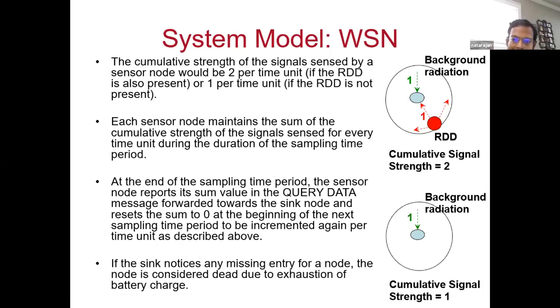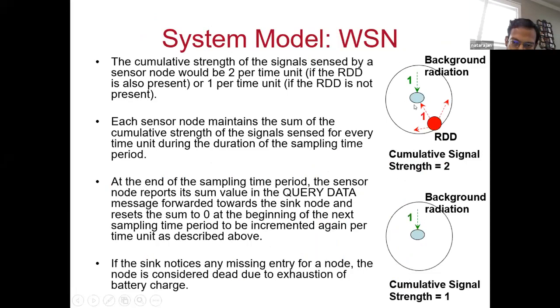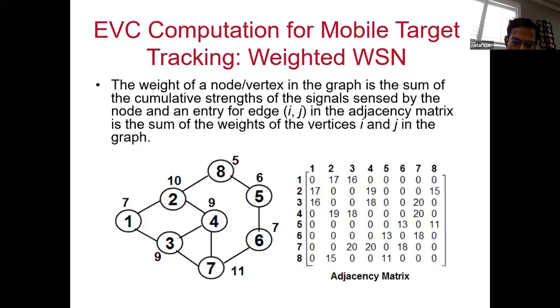So you keep adding all those signal strength values detected within a sampling time period for each time unit, and then add up all the signal strength. And so for a particular sampling time period, you could then build up what is called a weighted graph. Here the weights are with the nodes. As I said, we are sensing the signals at the nodes and keep adding the signal strength, either 1 or 2, depending on whether the RDD is there or not.